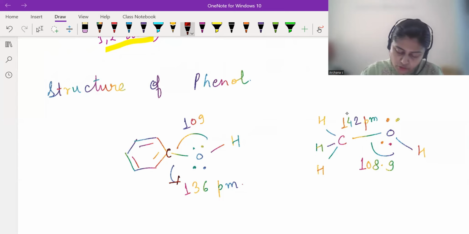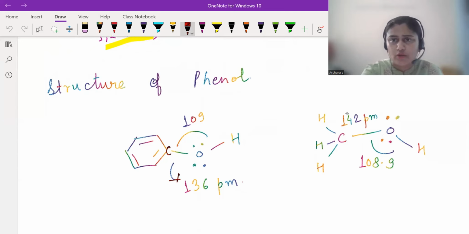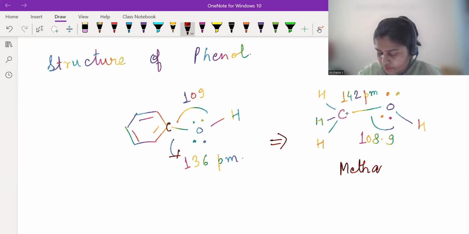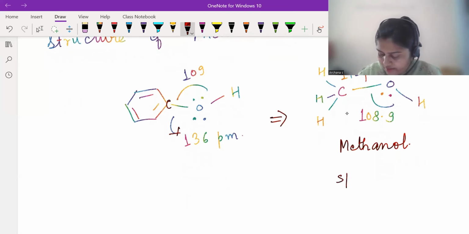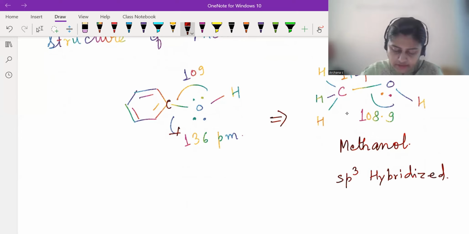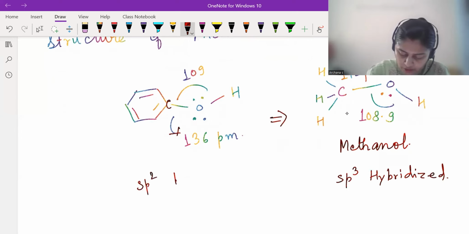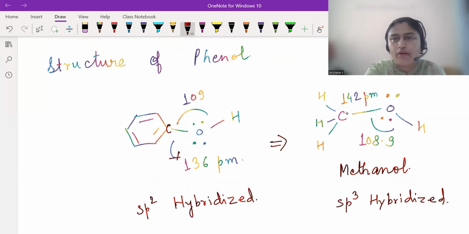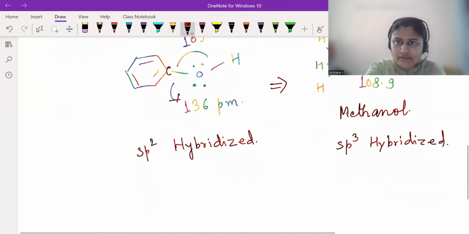This is due to the two lone pairs present on the oxygen. This value is low as compared to methanol because there are two reasons. One, the carbon in methanol is sp3 hybridized, whereas the carbon to which OH group is attached in phenol is sp2 hybridized. Also, the CO bond length is smaller for phenol.